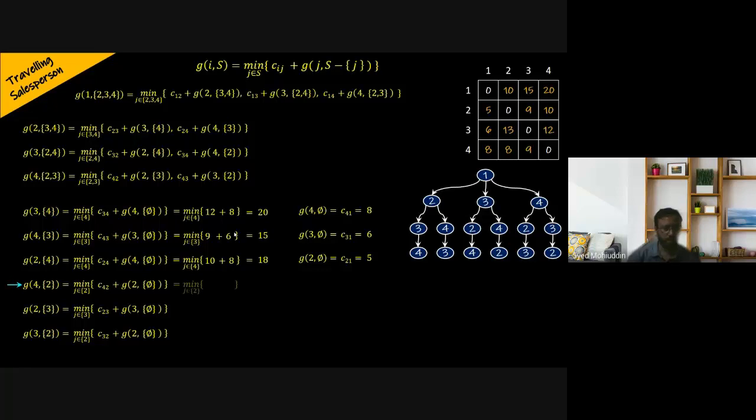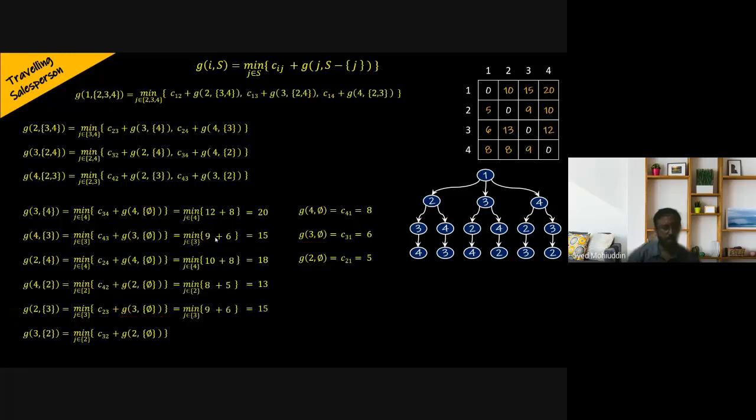Then we'll compute G of 4 comma 2. So that will be cost of 4 comma 2, which is 8 in this case. And that plus G of 2 comma null, which is 5. So it will be 13. Then the same way 2 to 3, we have the cost of 2, 3, which is 9 in this case, plus G of 3 comma null, which is 6 in this case. So we have the value as 15.